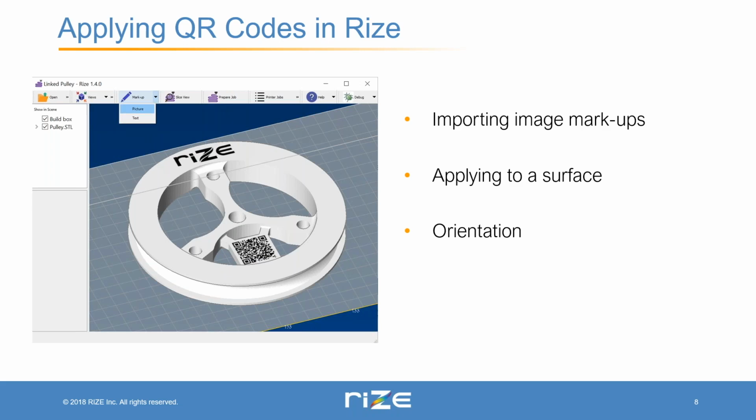So to apply an imported image to the part, you simply rotate the view to the preferred surface and align the image to the part as desired. Once you have applied all of the QR codes and other markups you want to, you simply click to prepare the print job, and all of the text and images will be automatically processed and printed into the parts you produce.